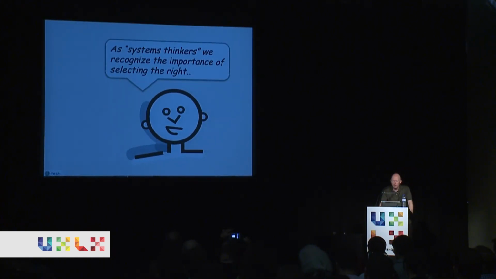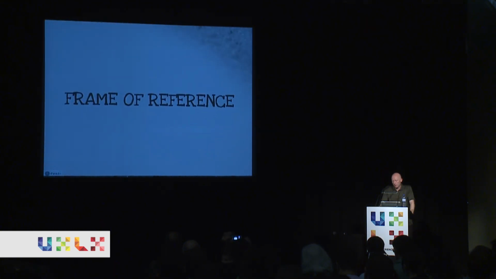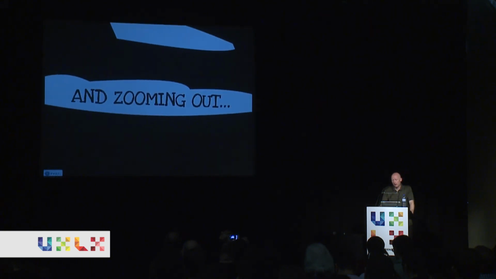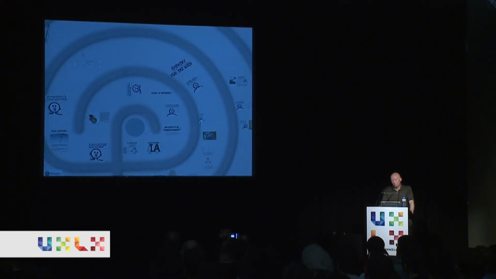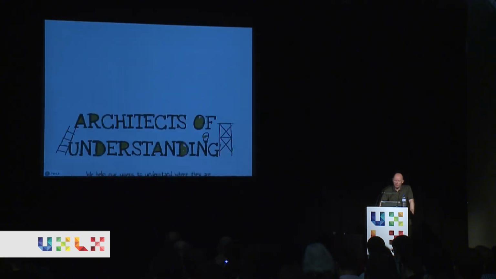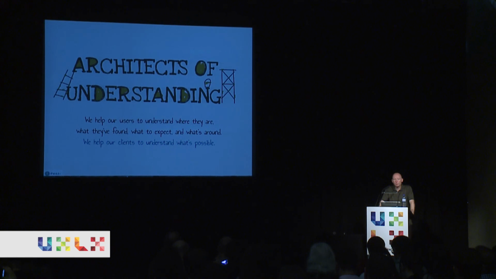So back to information architects. We appreciate that the analysis and design of nonlinear systems requires a visual language. We've touched on this. And as systems thinkers, we recognize the importance of selecting the right frame of reference by zooming in and by zooming out. So in conclusion, information architects are planners, organizers, and bridge builders. But most importantly, we're architects of understanding. We help our users to understand where they are, what they found, what to expect, and what's around. And we help our clients to understand what's possible.